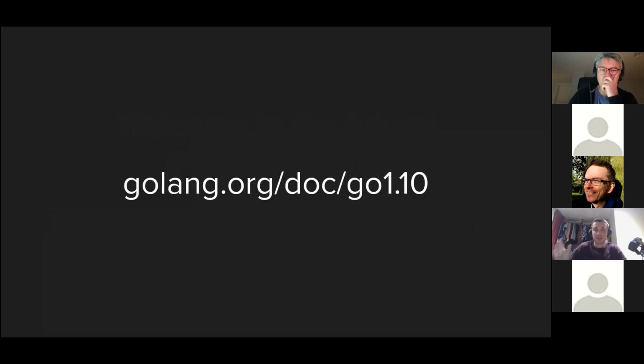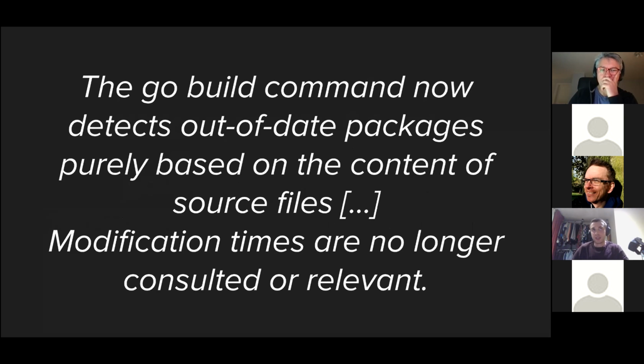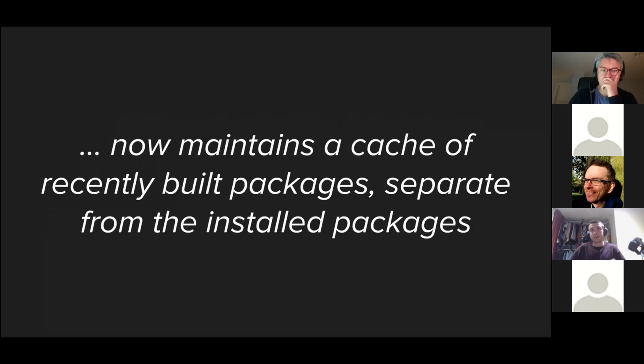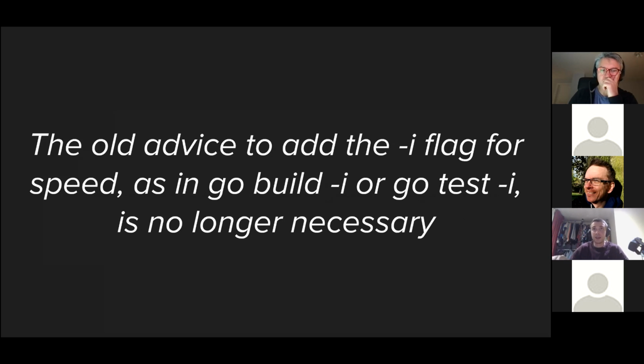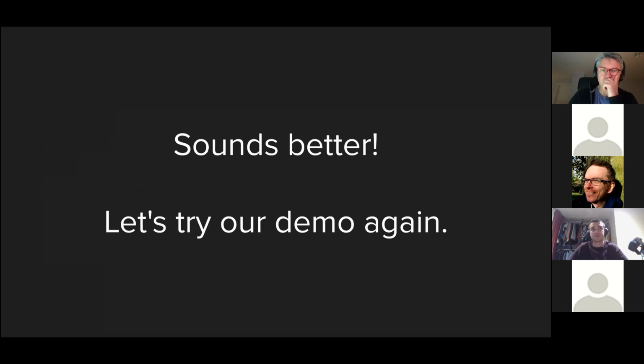And if we look at the changelog for that version, one of the major changes that it came with is a new build cache. And it says the Go build command now detects out-of-date packages purely based on the content of source files. And modification times are no longer consulted or relevant. It also says it now maintains a cache of recently built packages separate from the installed packages. So this means outside of Go path. And the old advice to use the I flag or to use Go install is no longer necessary, because Go build by default now just does the right thing, which is caching stuff. So that sounds better. Let's go try it out.